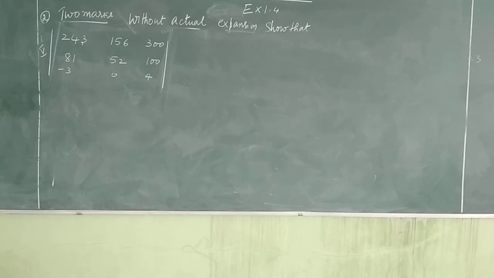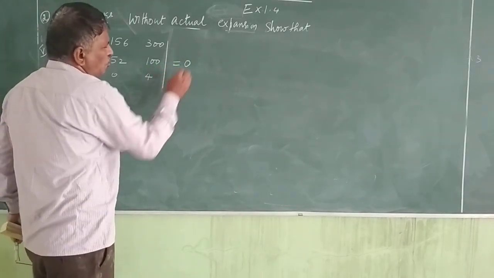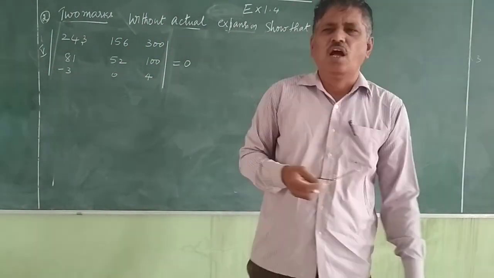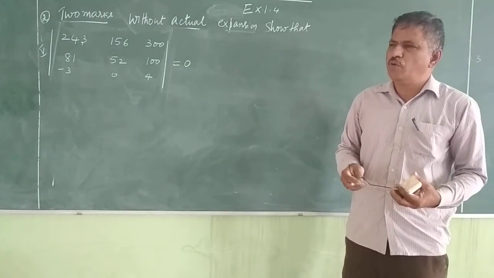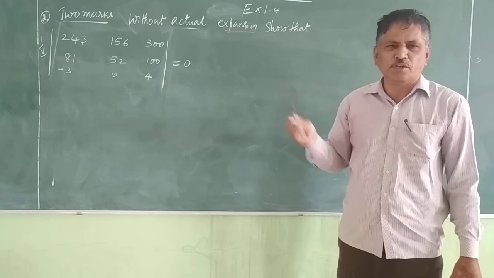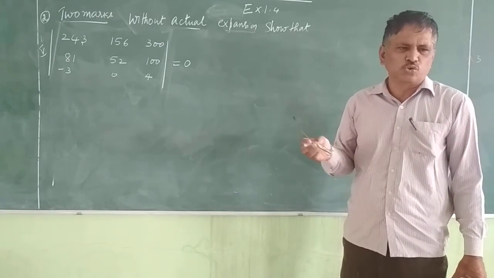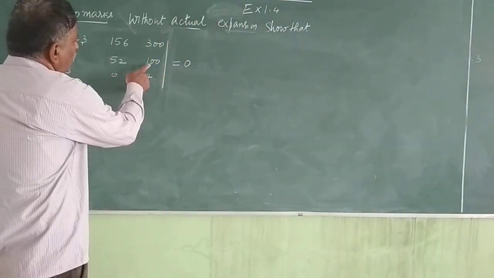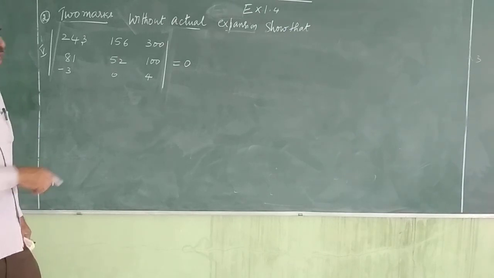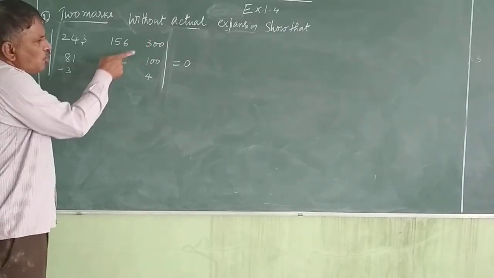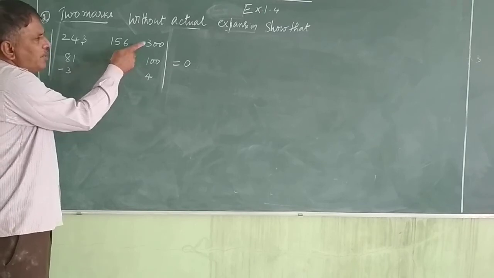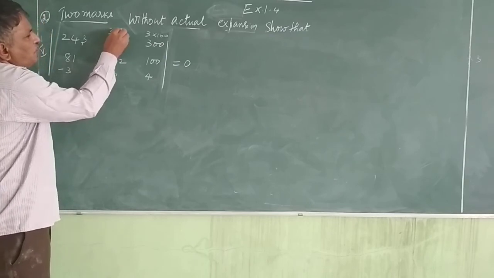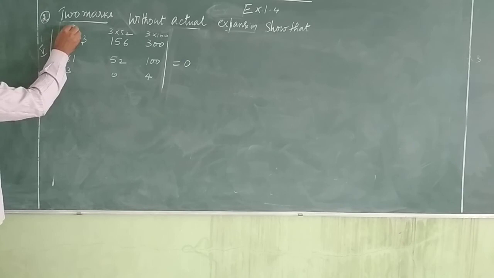If you look into this, you need to show that it is equal to 0. To show it is equal to 0, we need to make any 2 rows or 2 columns identical, or show that any one row has all elements equal to 0. That is the only possibility according to the property I have given. See, 300 is 3 times 100, 156 is 3 times 52, and 243 is 3 times 81.